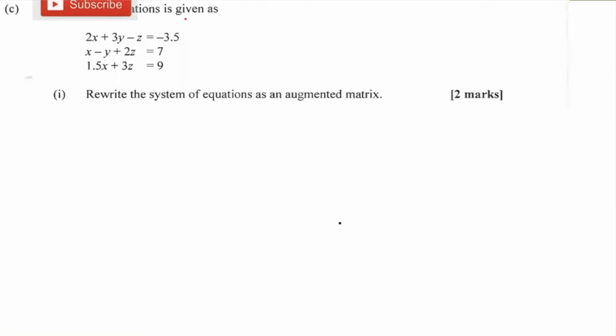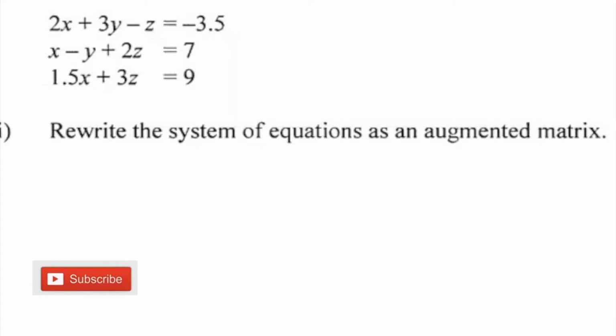A system of equations is given as follows: 2x plus 3y minus z equals negative 3.5, and x minus y plus 2z equals 7, and 1.5x plus 3z equals 9. Rewrite the system of equations as an augmented matrix.